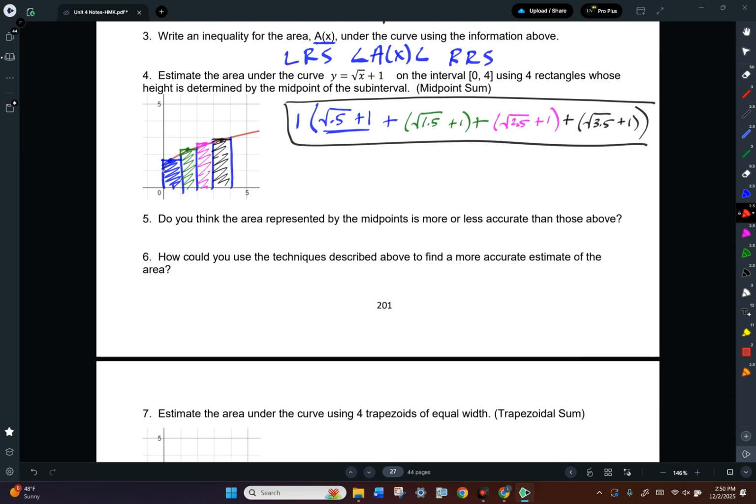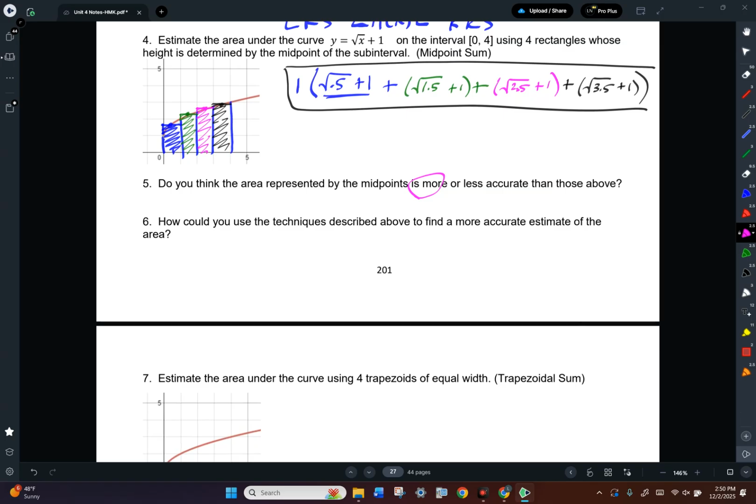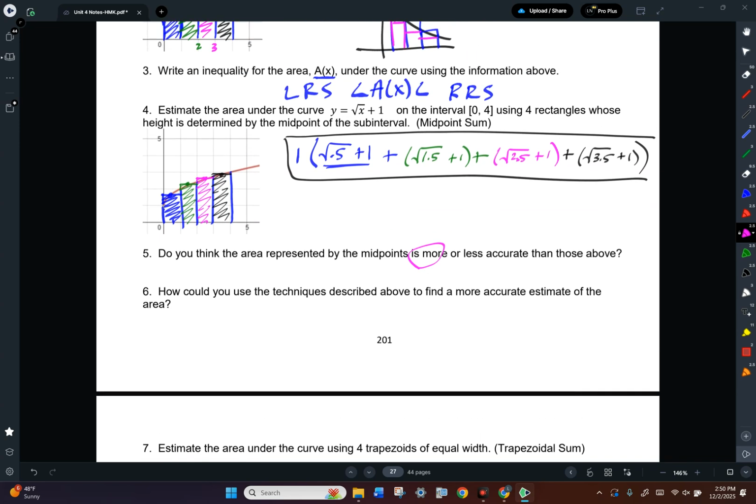So go down to number 5. Do you think the area represented by the midpoints is more or less accurate? Well, we already said in this particular case, it seemed like it was more accurate, but that doesn't mean it's always more accurate. How could you use the techniques described above to find a more accurate estimate of the area? Well, if you're using rectangles, if you had more rectangles, like if I were in the same interval from 0 to 4, but what if I used 8 rectangles instead of 4? Do you see how I could kind of fill in the gaps a little bit more? Or what if I use 16 rectangles? In fact, the more rectangles you can have, the more accurate that area is going to be.